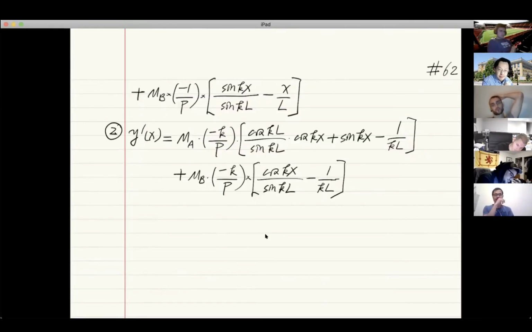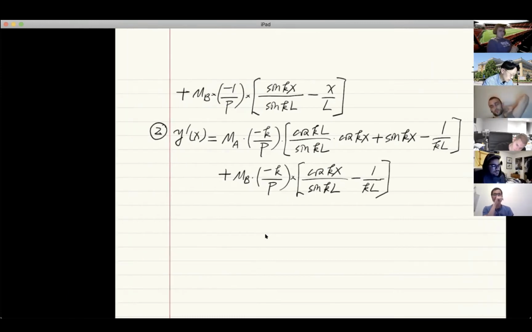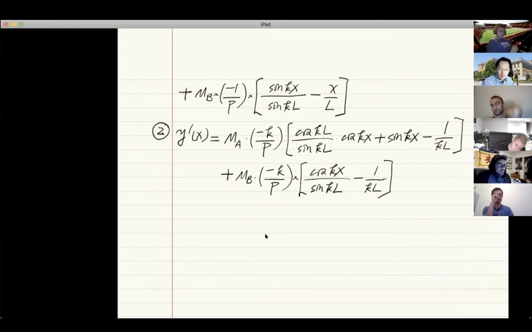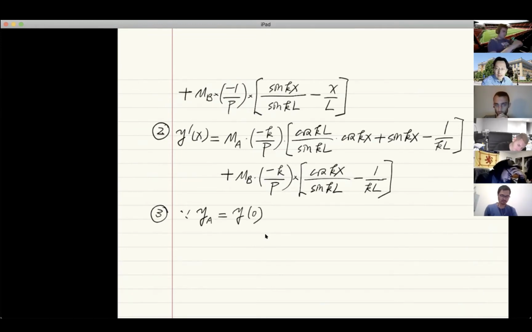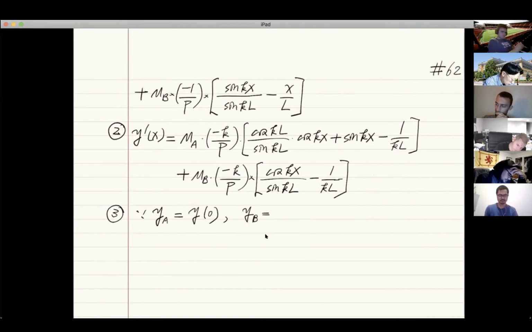That's MB. Now what I'm going to do is to write the expression of y of x and y prime of x in the following way. But first of all, recognizing that y A, which is when x equals 0, is nothing but just y of x when x equals 0, right? And y B is nothing but y of x when x equals L.